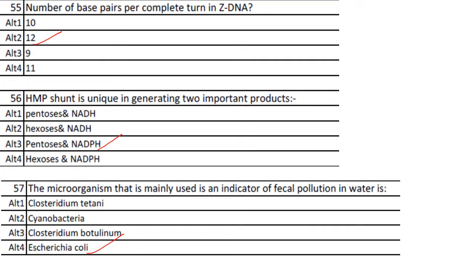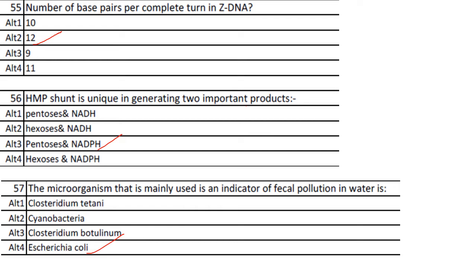Then number of base pairs per complete turn in zDNA. It is 12. For bDNA it is 10. For zDNA it is 12. HMP shunt is unique in generating 2 important products. That is, the HMP shunt always plays a significant role in NADPH formation and in pentose sugars that are biosynthetic precursors of nucleic acids and amino acids. So it generates 2 important products, that is pentoses and NADPH, not NADH.